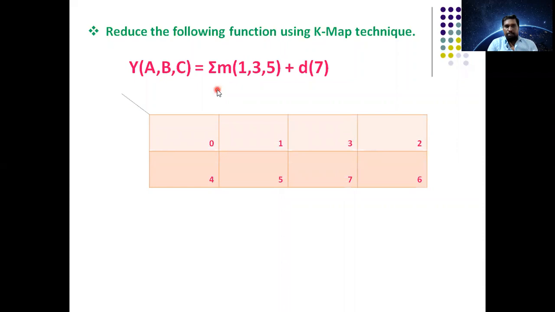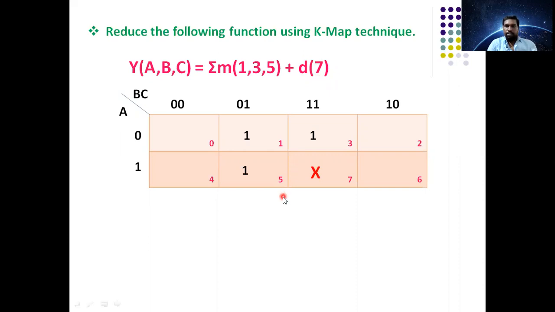Next, assign the first input for rows and the second 2 inputs for columns. The same scenario what we have seen previously. Now the cell numbers 1, 3, 5 should be substituted with 1. Why? Because it is SOP. So 1, 3, 5 I kept as 1, and the 7th cell I should keep X. Why? Because it is a don't care condition. Okay, like this I will plot.